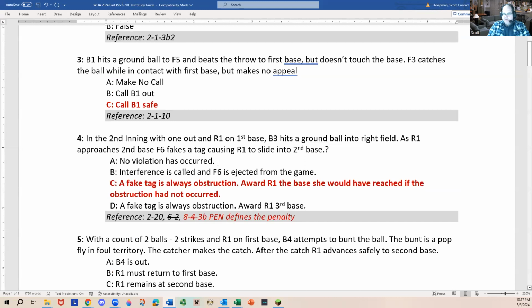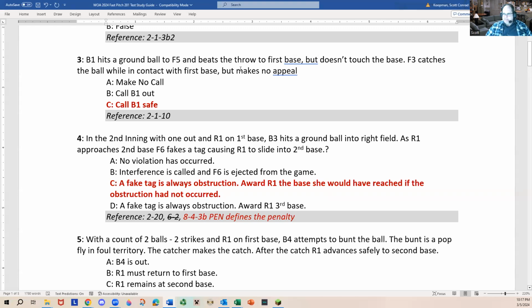Question 3. B1 hits a ground ball to F5 and beats the throw to first base. In other words, they got to first base before the throw was caught by the first baseman at first base. However, the runner does not touch the base. Now, fielder 3, we will assume this is the first baseman, catches the ball while in contact with first base, but makes no appeal. So this is an odd situation, but it could happen. The runner should have been safe because they got to the base before the ball got to the first baseman, but they missed first base.